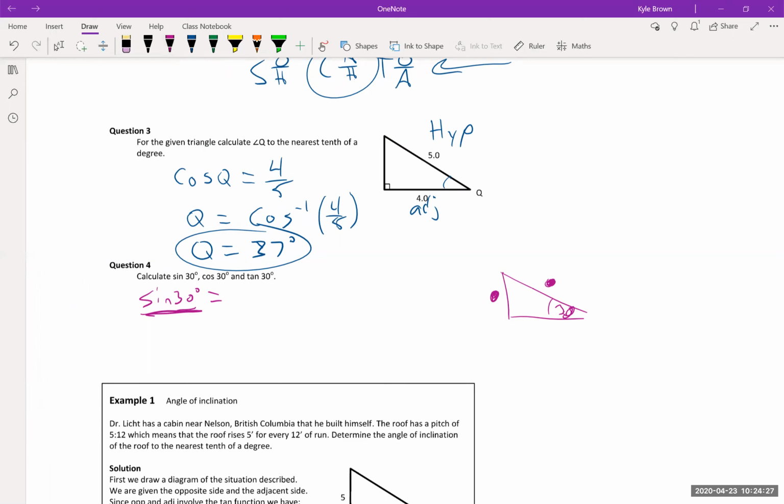is 0.5. Now, on a TI Inspire, you have a button on the left side of your calculator that says trig. If you click that, you're going to get sine, cos, and tan, and all those things right in there too. And then cos 30, doing the same thing. Cos 30 is 0.87. It's not degrees, it's a ratio. And then tan 30.